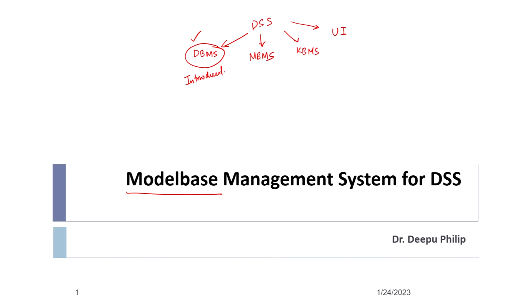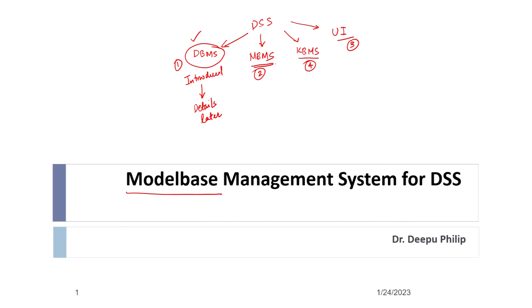We will look into details later. Now, today what we are going to do is this portion, the model based management system, and after that we will go into user interface. So the first one we covered, the second one will be model based, third one will be user interface, and then the fourth one will be knowledge based management system. So we will go in this order.